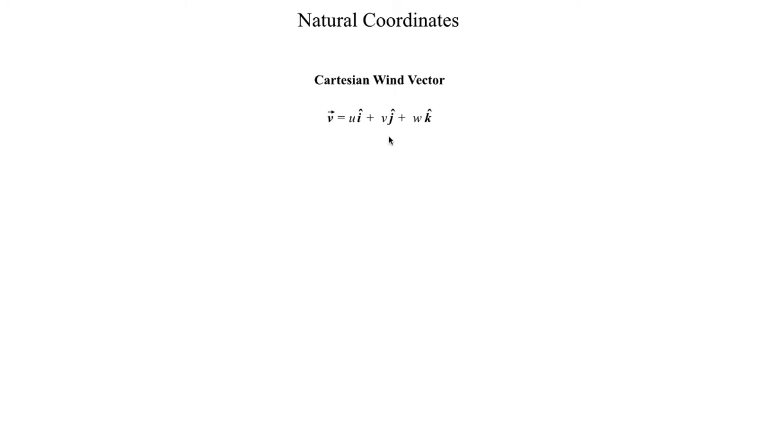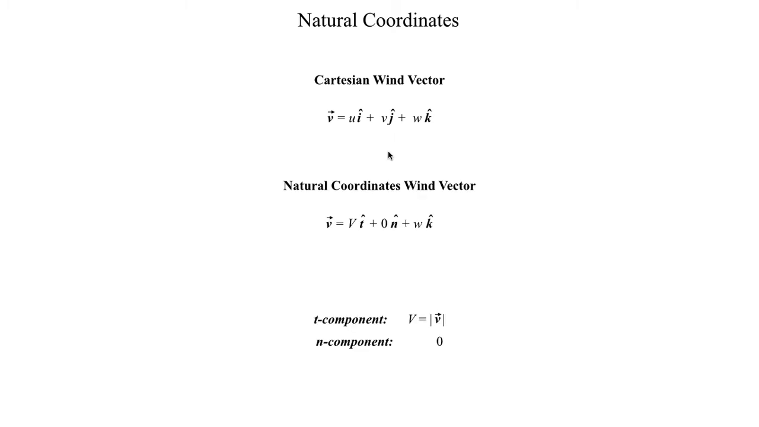Now let's take a look at how this wind vector changes when we work in our natural coordinate system. Instead of i hat, j hat, k hat, what we typically use to denote the tangential and normal axes is t hat, n hat, but the vertical coordinate is still the same. The only thing we're changing is the horizontal coordinate. When we implement those changes, we get something that looks like this.